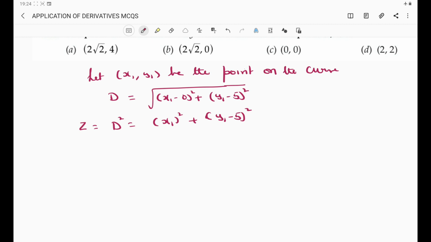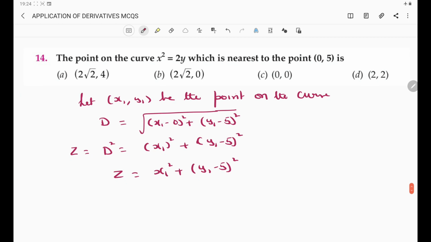The critical point that corresponds to the maximum or minimum value of z will be the same as the critical point which gives you the maximum value for d also. So z is equal to x1 square plus y1 minus 5 whole square. Now we have to write it in terms of one variable. So we know the relation between x1 and y1. Since x1, y1 is a point on the curve, x1 square equal to 2y1.